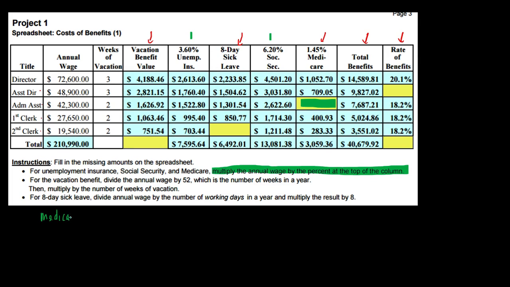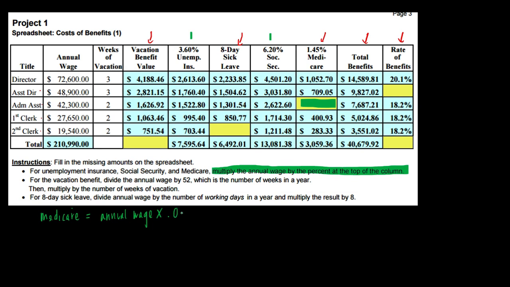So for Medicare, we will multiply the annual wage by the percent at the top of the column. Now the percent is the rate. So for Medicare, the Medicare rate is 1.45%. For Social Security, the Social Security rate is 6.2%. Since we're dealing with Medicare, we'll multiply by the Medicare rate.